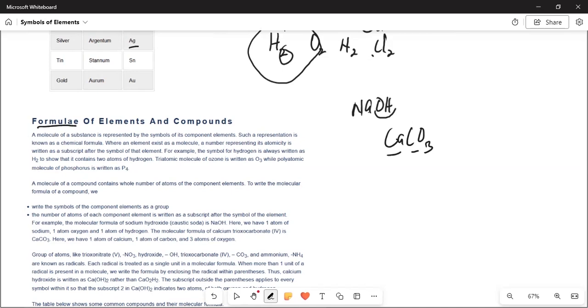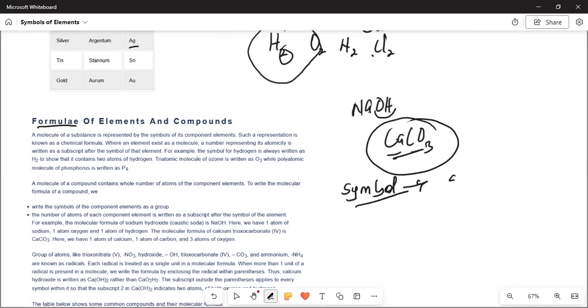So the point here is, while we talk about symbols of elements, we talk about formulas of molecules of compounds. Symbol is used for what? Atoms of an element. But when you talk about molecules of substances, it's not a symbol. This is a formula, a chemical formula.